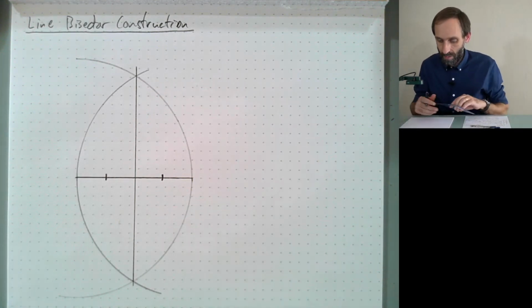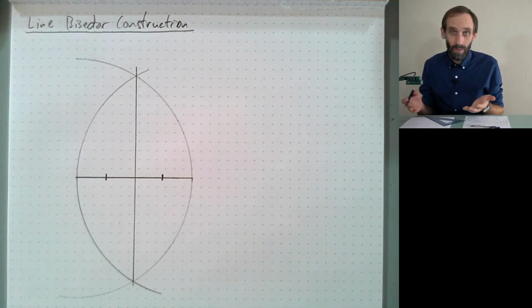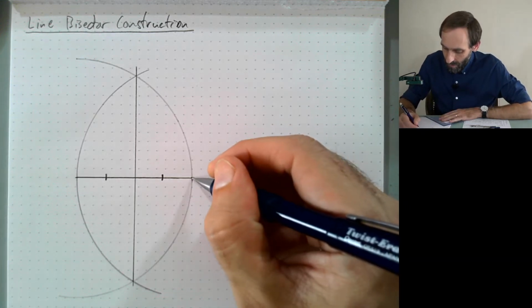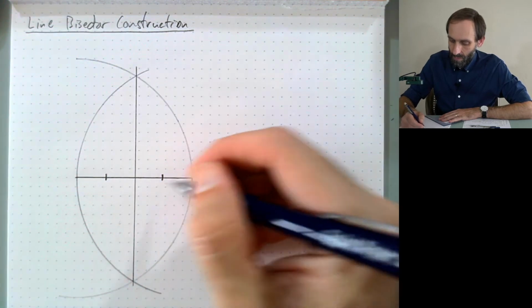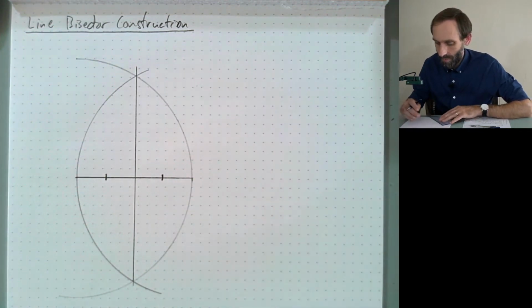In other words, bisected. The reason I call this the double equilateral triangle method is that if I connected these 3 points here, and then these 3 points here, I'd have 2 equilateral triangles.